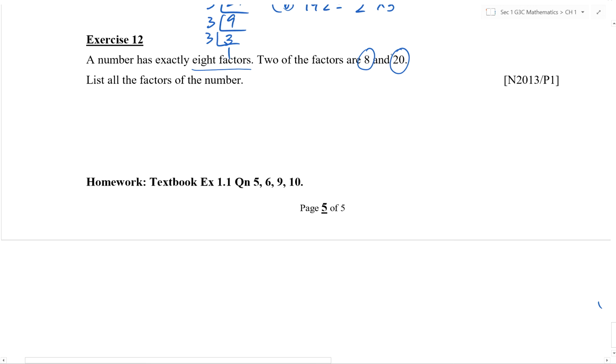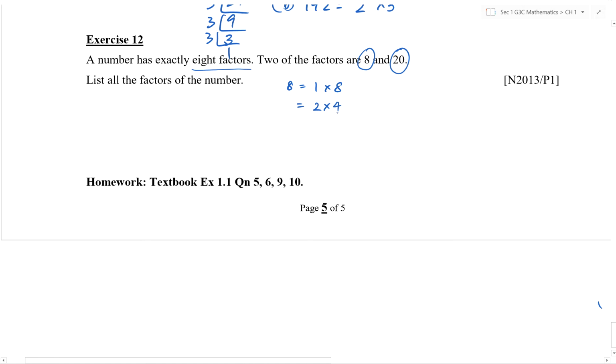8 and 20, are they prime or composite numbers? They are composite numbers. That means I can break them down. Okay? So let's start by breaking 8 and 20 down. You can do your repeated division, or you can use your multiplication like this. 1 times 8, 2 times 4.